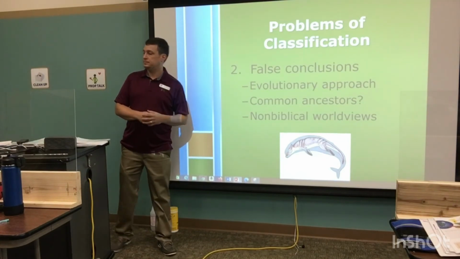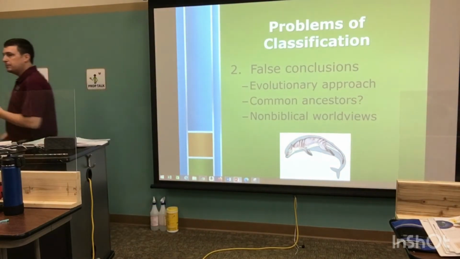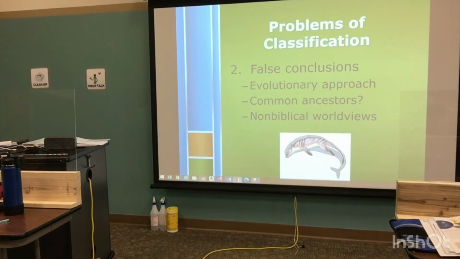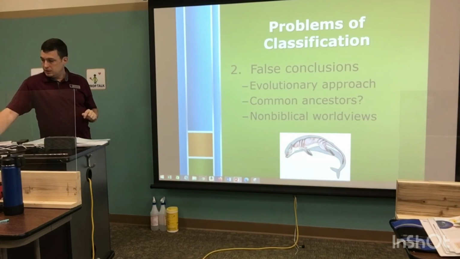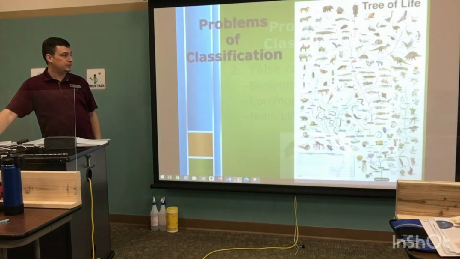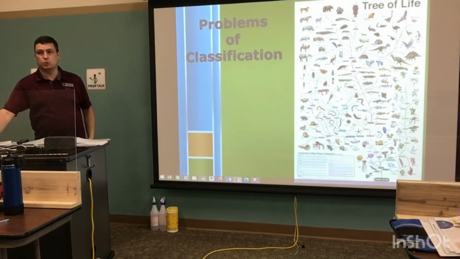All right, so far, how many problems have we identified with our taxonomy system? 2. How many did I say we're going to get to? 3. All right, so there's one more. The next picture, I'm just going to share a picture with you. It's a picture of what some scientists say is our family tree. They say we all evolved from one little cell that turned into all these different things. And it would look like this if it were factual.